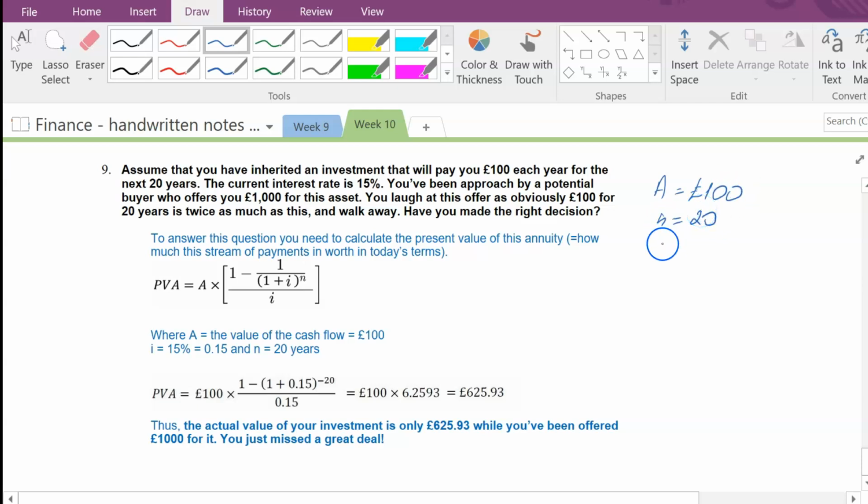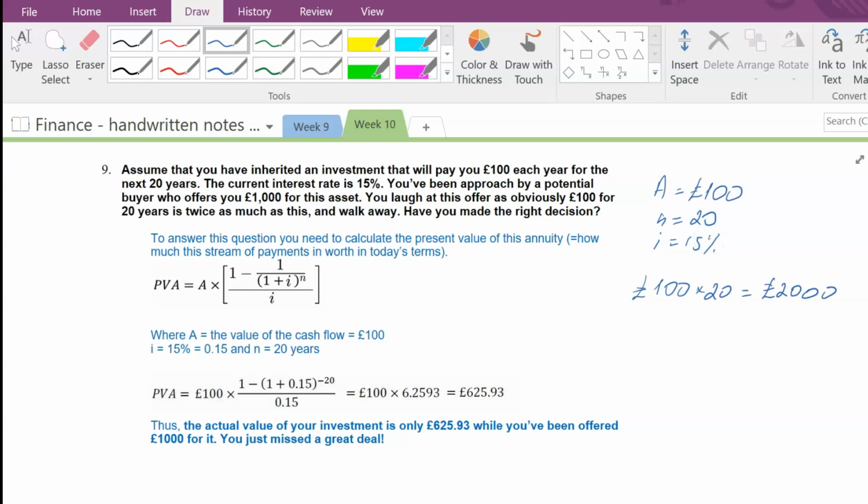Next, the current interest rate is 15%, quite significant. You've been approached by a potential buyer who offers you £1,000 for this asset, but you laugh at these offers and walk away, because apparently you will receive £100 for 20 years. So just let's see, £100 for 20 years, which is £2,000. So this is what you expect to receive, but you've been only offered half of this. So you decided that it's a ridiculous offer, you immediately rejected this and walked away. Was it a wise decision or not?